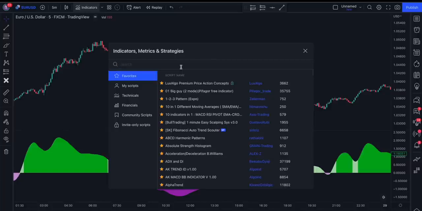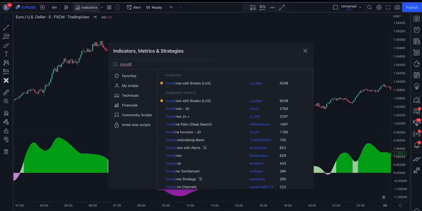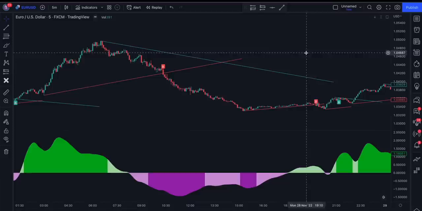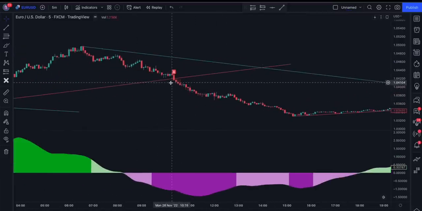First, head over to the indicators section and type in trend lines with breaks. Then select this indicator by Lux Algo. Make sure you keep the settings on default. So here are the rules for entering a short trade. First, we need to have a bearish breakout.